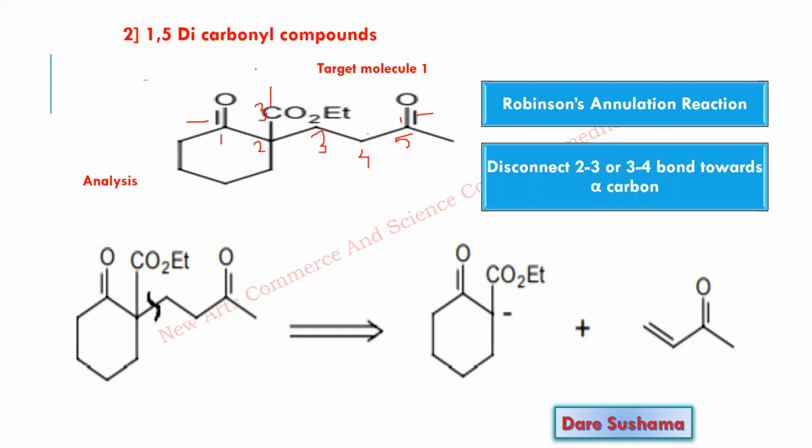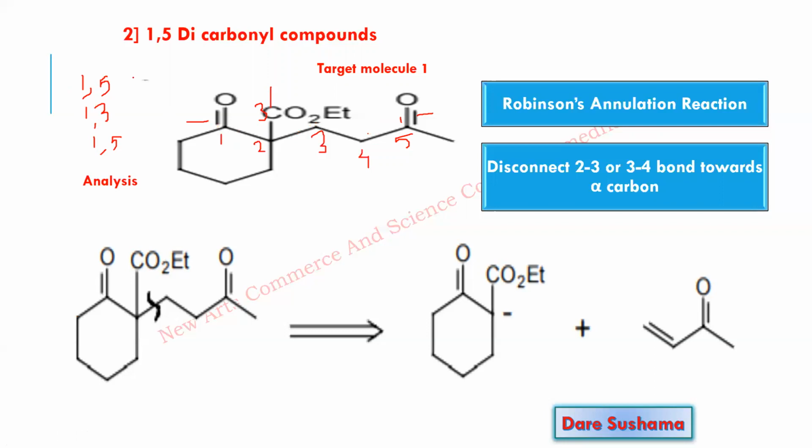So how many different relations are there? There is a 1,5 relation. Again, which is another relation? 1, 2, 3, that is a 1,3 relation. Which is another relation you have? The other relation is, if you start the numbering from this carbon, it is 1, 2, 3, 4 and 5. So in total, three relations are there: 1,5 and 1,3.